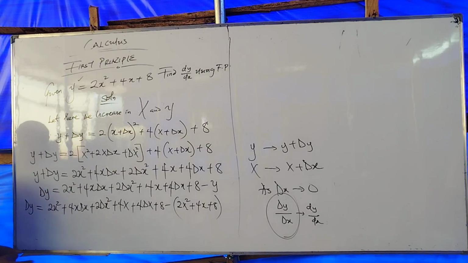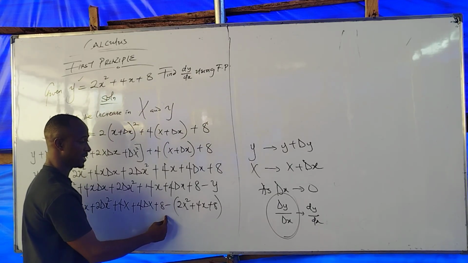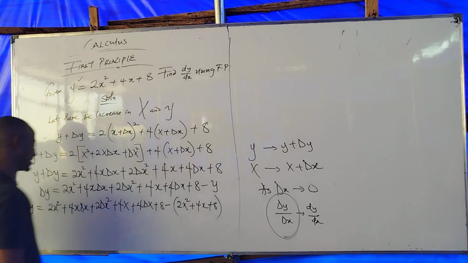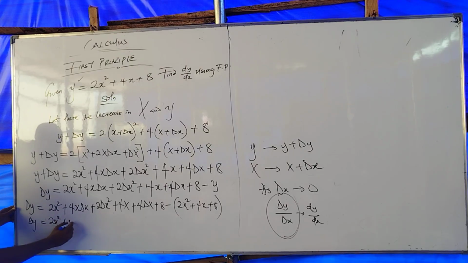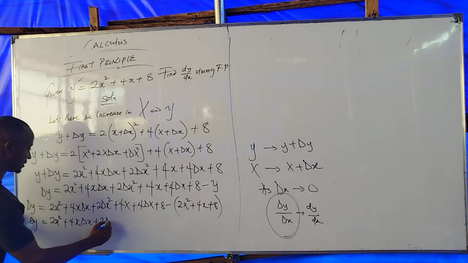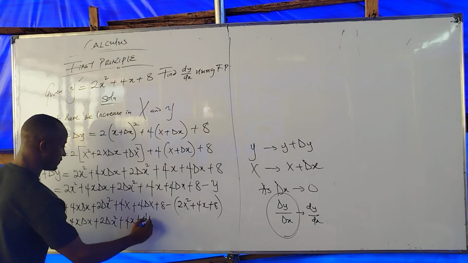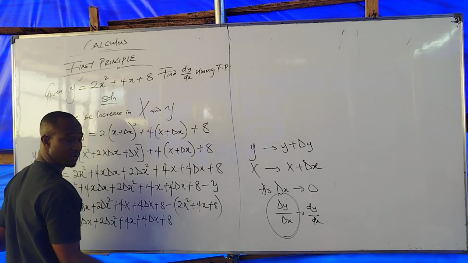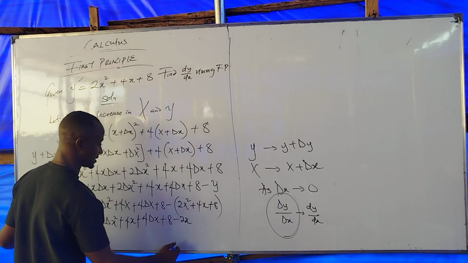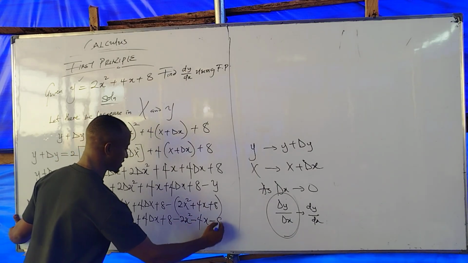Do you know that if I'm to expand this here, what would the value here? Minus 2x squared minus 4x minus, let me just expand. So delta y is equal to 2x squared plus 4x delta x plus 2 delta x squared plus 4x plus 4 delta x plus 8. Can we expand? What will be here? Minus 2x squared minus 4x minus 8.